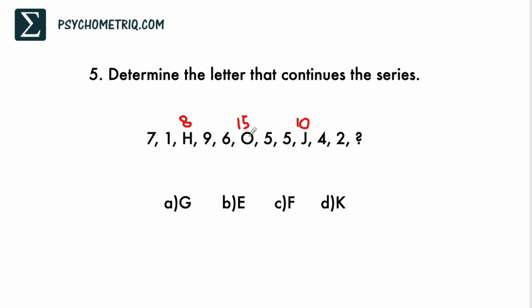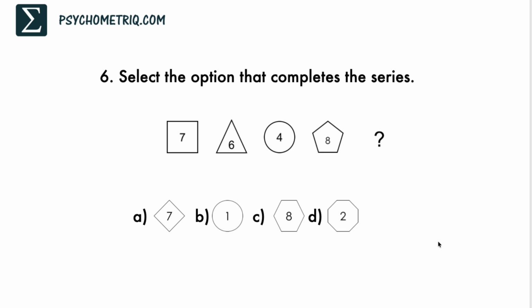So, knowing this, we can see the logic that if we add 7 plus 1, we get 8. If we add 9 plus 6, we get 15. If we add 5 plus 5, we get 10. Here we need to add 4 plus 2, 6. We need to find the letter that is in position 6 of the alphabet. In this case, it would be option C, F. Let's move on to exercise 6.